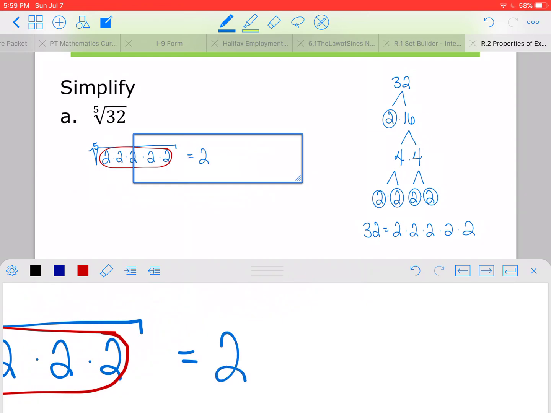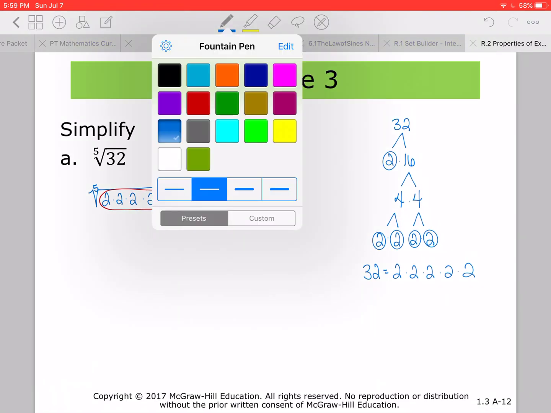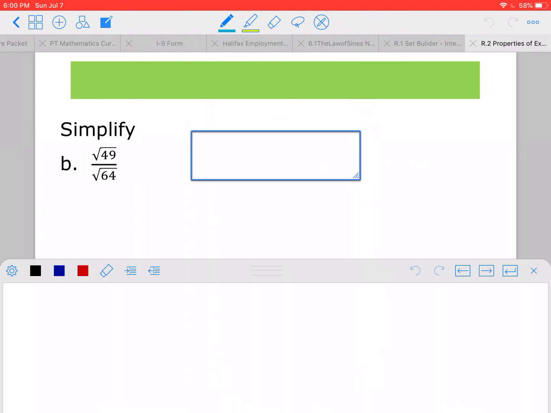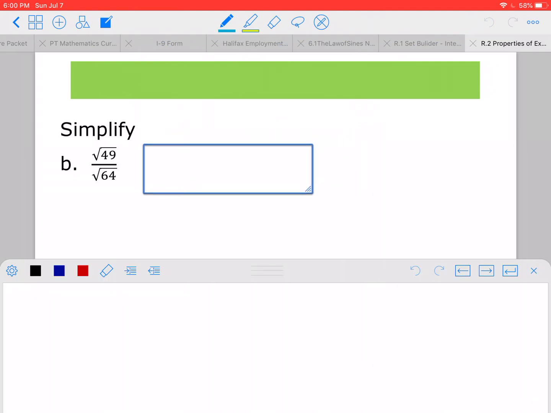So the 5th root of just 2. Okay, if you didn't understand that, we're going to look at several more of them. So here we've just got square roots. We've got the square root of 9 over the square root of 49 over the square root of 64. Now this one we probably already know. 49 is 7 times 7.